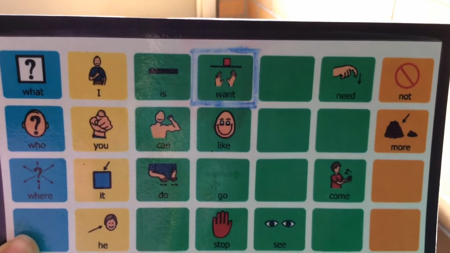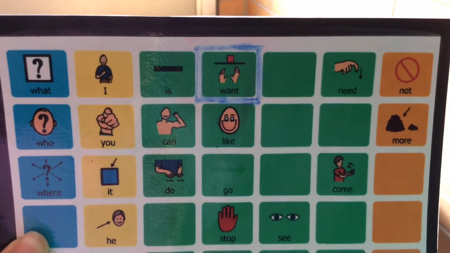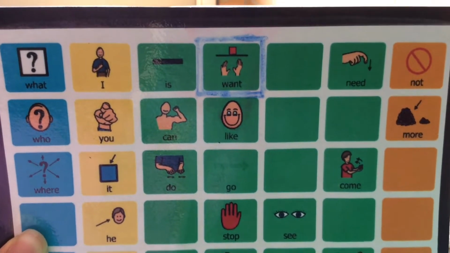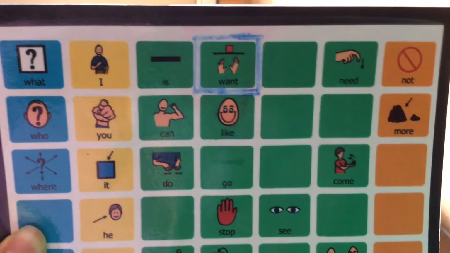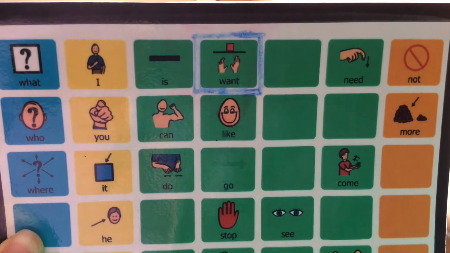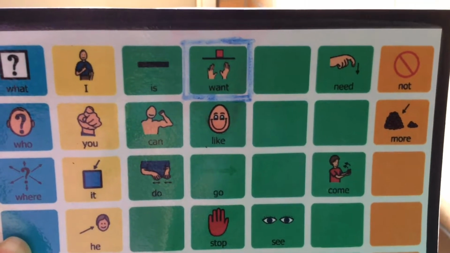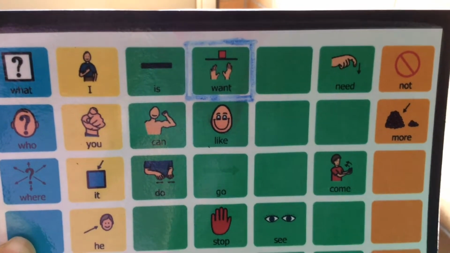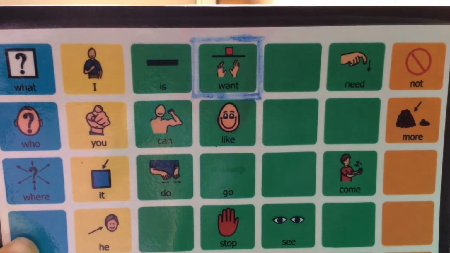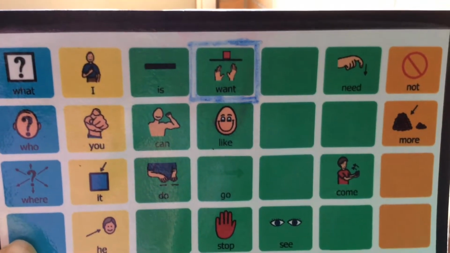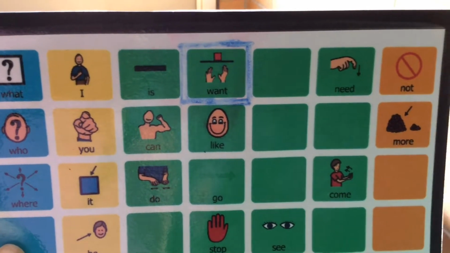Hello everybody. Today we are going to be focusing on the core word want. We use the word want mainly to request things that we need or like or want. A lot of times we start with the word want because it can be very motivating for our kids to communicate. They want that snack, they want that book, they want that TV show or toy. So they are more likely to learn a word like want because they get something when they ask for it.